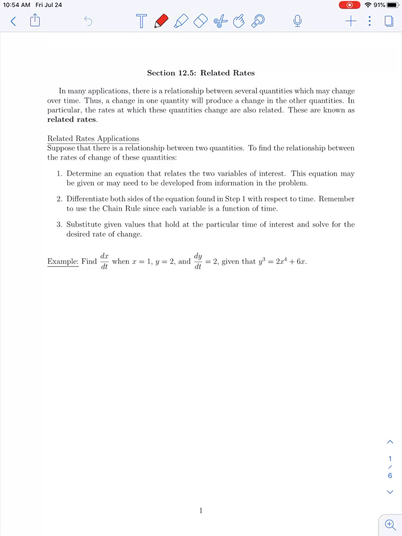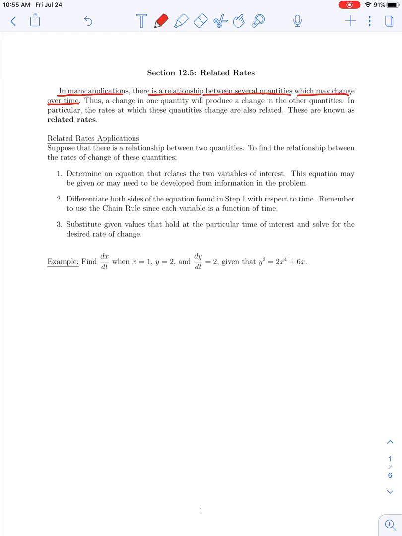Okay, in this lecture we're going to cover the section 12.5 material on related rates. So let's introduce the idea of related rates. In several applications, there is some relationship between several quantities, which may change over time. Let's say, for instance, the relationship between the price charged for some good and the quantity supplied or demanded.